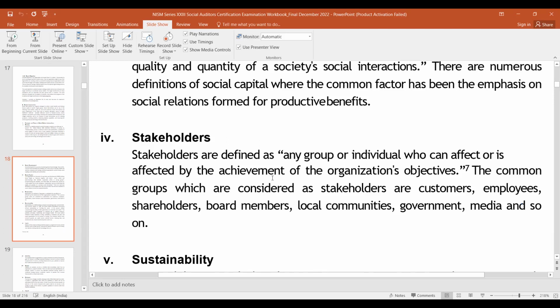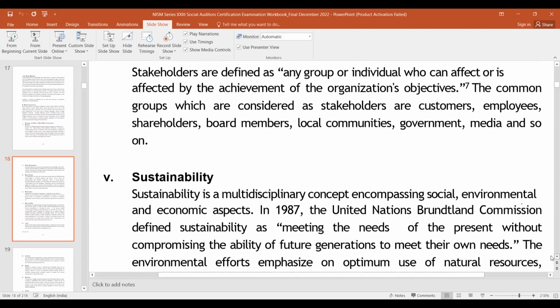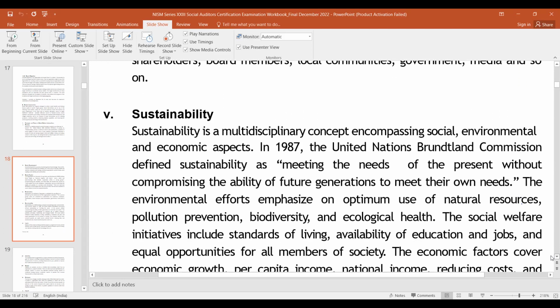Next point in this social intervention is sustainability. If we cover 4 marks every day, within 25 days, we'll be able to cover the entire syllabus. And I would request all of you to obtain get slot, say by end of March or first week of April. Sustainability. So sustainability is a multidisciplinary concept encompassing social, environmental, and economic aspects.